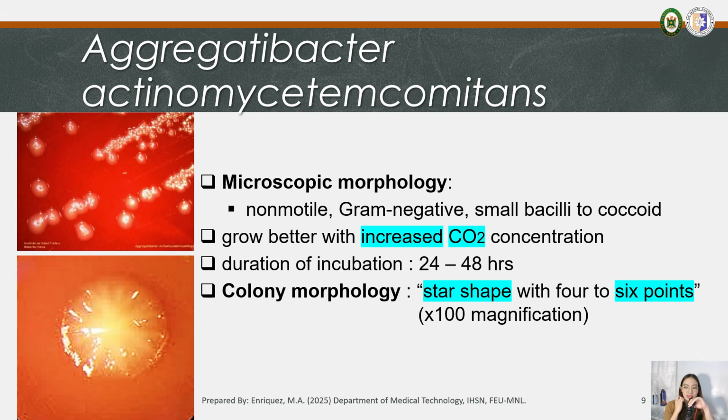Dahil ulitin natin, they are dysgonic, diba? They are slow growing. With regards to their colony morphology, they've been described as a star shape with 4 to 6 points, as we can see right here in this photo to the left.